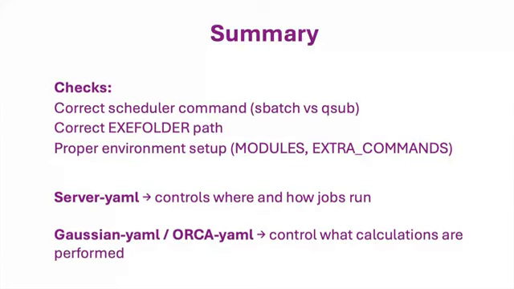In summary, make sure the scheduler, executable path, and the environment are correctly configured. The server YAML controls where and how jobs run. Gaussian and ORCA YAMLs control what calculations are performed. In the subsequent tutorials, we will cover more examples of running Gaussian jobs.